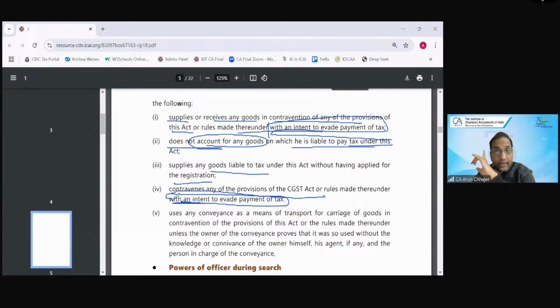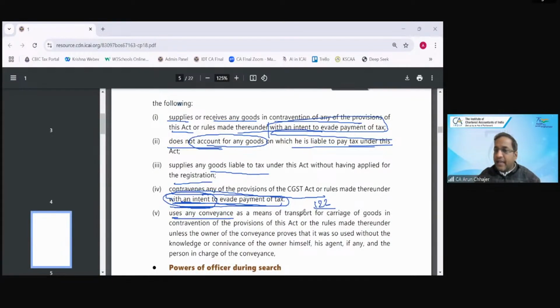So let me highlight one point. When you will read tomorrow's class, and when we'll discuss the demand and recovery and penal provision in the subsequent classes, ये वाला जो वर्ड है ना, with an intention to evade the tax, it becomes very important. So when I will read section 122, 123, तो आपको ये मालूम चलेगा, अगर ये इंटेंशन नहीं है इवेजन का, then the provision and the respective penalty could not be attracted or could not be levied.